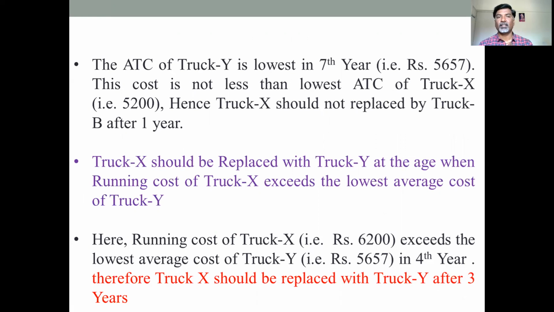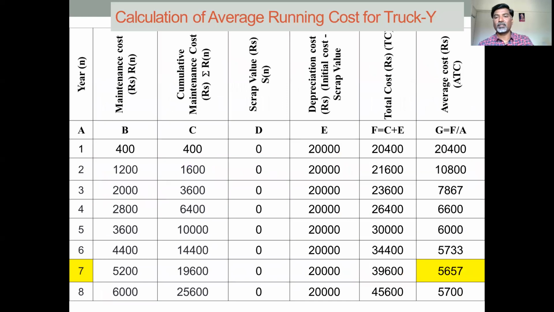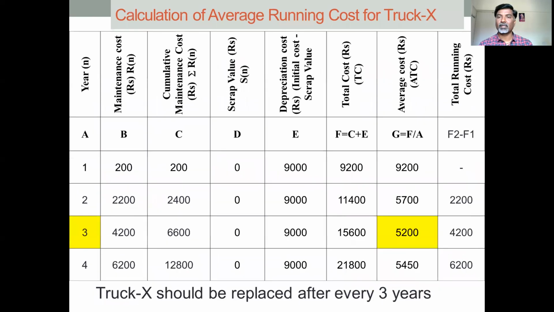So hence truck X should not be replaced by truck Y after the first year. Why? Because the annual total cost of truck X is less as compared to the annual cost of truck Y. So your suggestion will be you should not replace truck X with truck Y after the first year. Then when should it be replaced? Truck X should be replaced with truck Y at the age when the running cost of truck X exceeds the lowest average cost of truck Y.